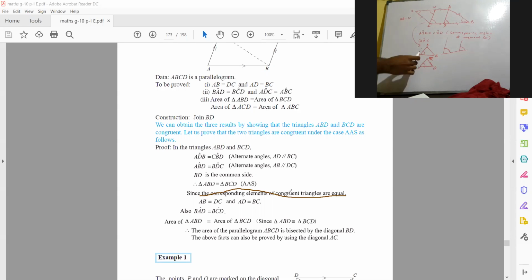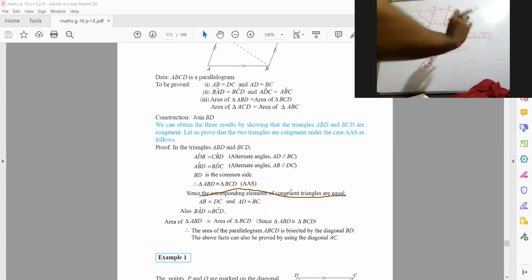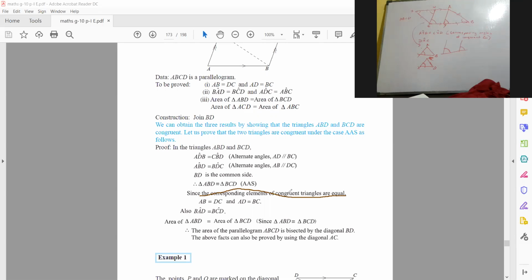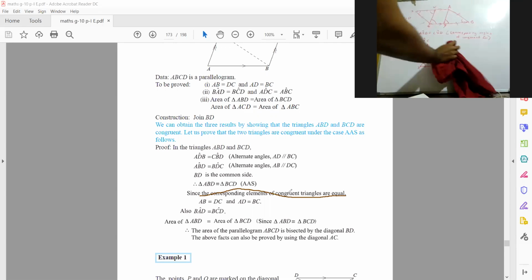Therefore, the corresponding angle of this angle is this angle, right? Therefore, these two angles become equal. That is what I'm saying here, not something about the corresponding angles of parallel lines. Okay, I hope you can understand it now.